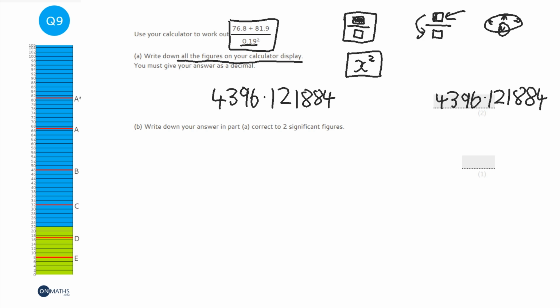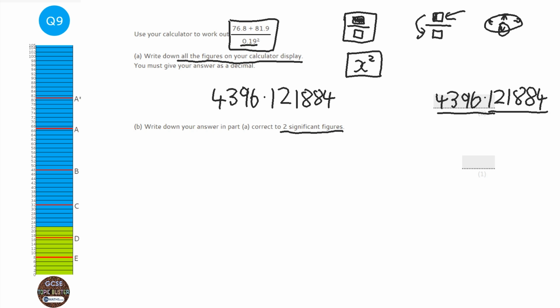Now, if your calculator is set to a mode which is going to show even more numbers, then normally six digits after the decimal point is more than enough. They won't require you to go to 100 or 200 decimal places. On this question, that's actually an exact amount. Okay, so write down correct to two significant figures.